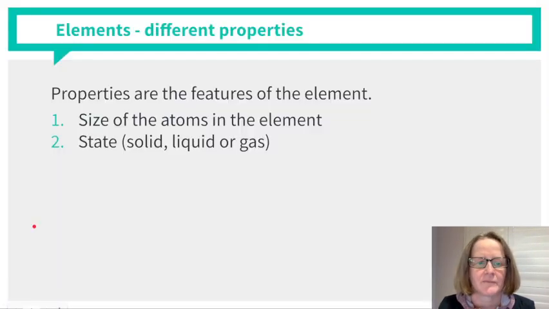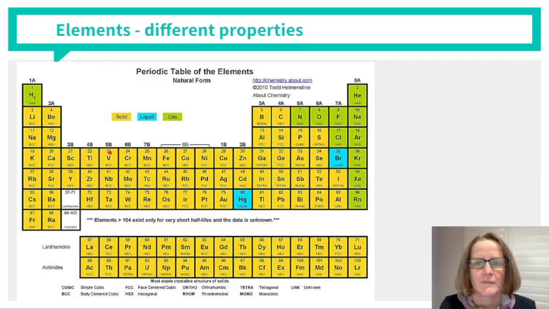Another property, an element's state. That means whether it's a solid, a liquid, or a gas. In this diagram, all the gases are represented in green, and they can be found on the right-hand side of the periodic table, apart from hydrogen. All the solids are found on the left-hand side of the periodic table. Most of the elements are solids, and you'll notice there are two elements which are liquids at room temperature.